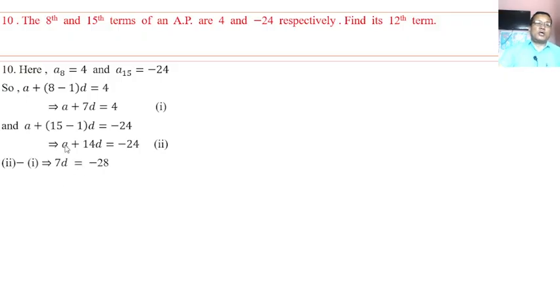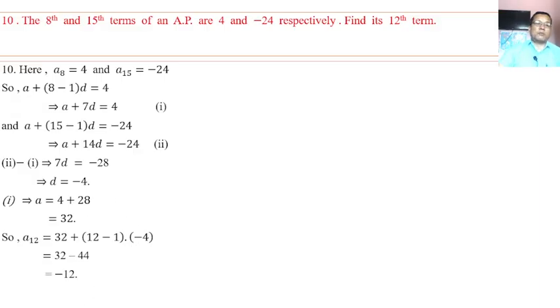Equation 2 minus equation 1: A cancels, 14D minus 7D gives 7D, and minus 24 minus 4 gives minus 28, so the value of D is minus 4. Substituting the value of D, minus 4, in equation 1, we get A equal to 32. The first term and common difference are found. To find the 12th term, A12 is equal to the first term plus the number of terms 12 minus 1 times the common difference that is minus 4. Simplifying we get minus 12.